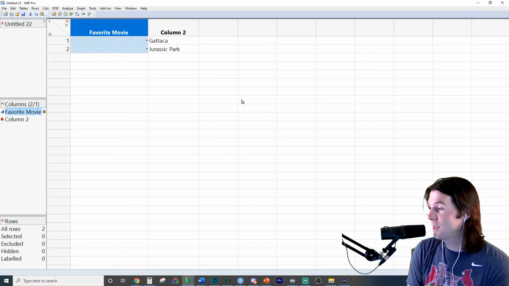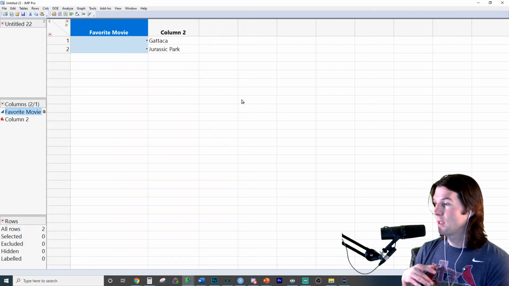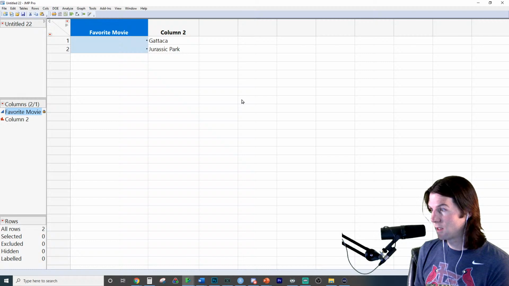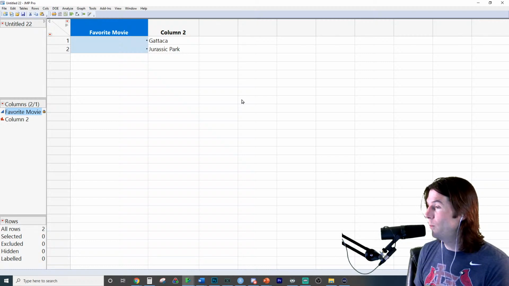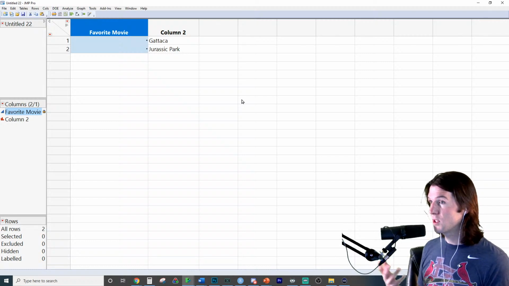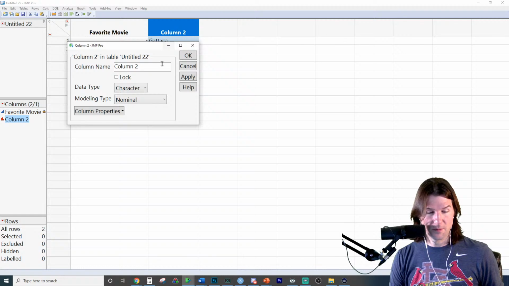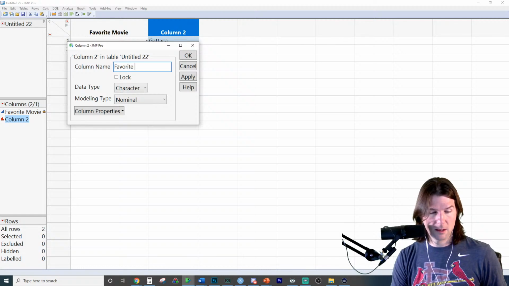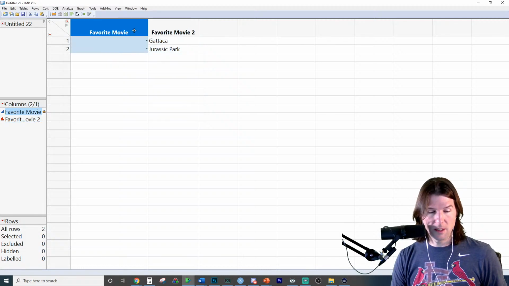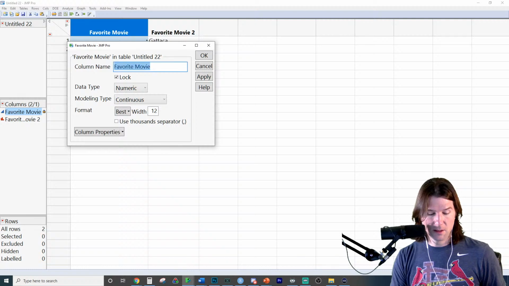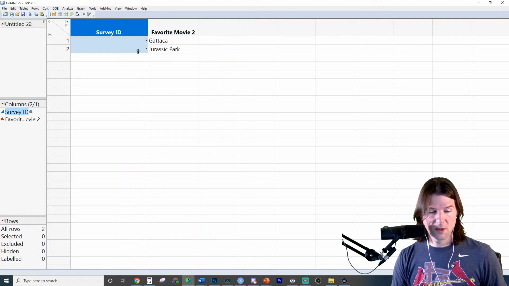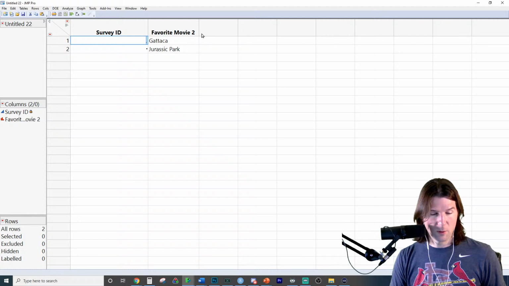No, because it could repeat. This is a key thing. Things that are identifiers, it's not if we see them repeat. It's that they can never repeat, no matter what. Now, we could have the person we talked to. So this is favorite movie, and an identifier would be survey ID. Something like this would be like the person we talked to right here, like survey ID 1.